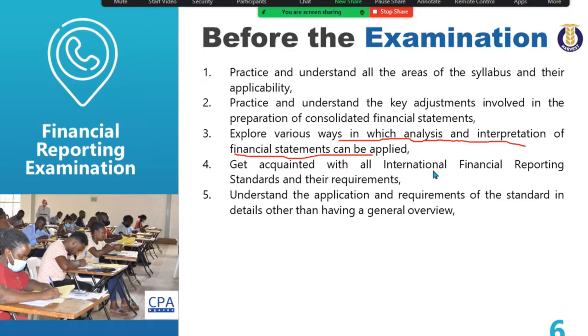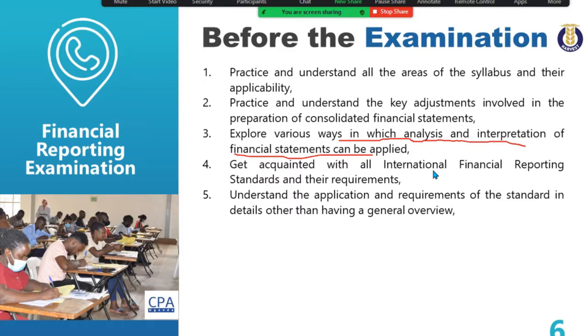And what are the requirements of the standard? IAS 40, if you have investment property. IAS 20, government grants, if you receive a grant. So basically, as you're reading, try to connect different things.